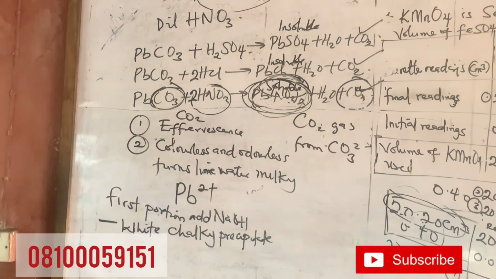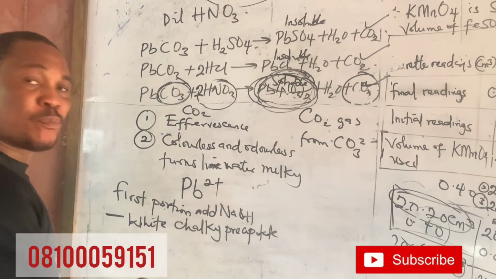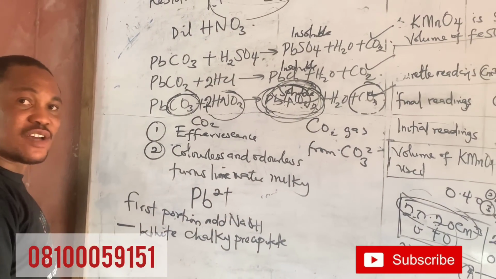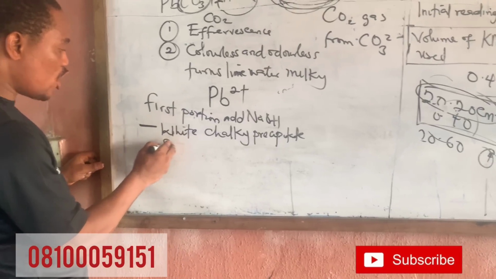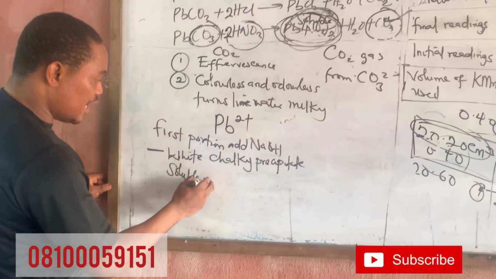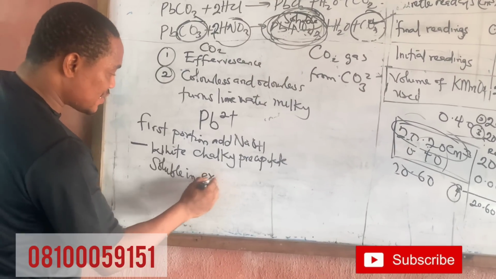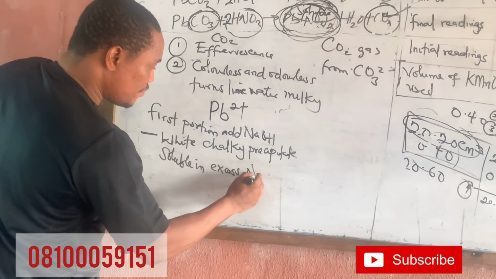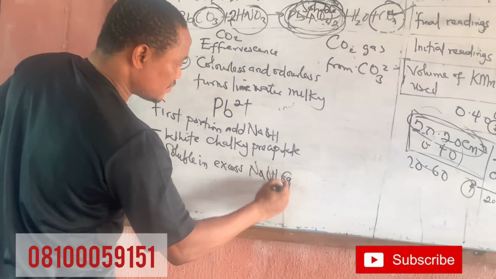A white, chalky precipitate. When you put sodium hydroxide in excess, it will now be soluble in excess sodium hydroxide.